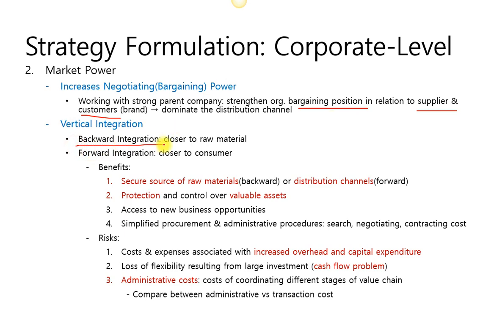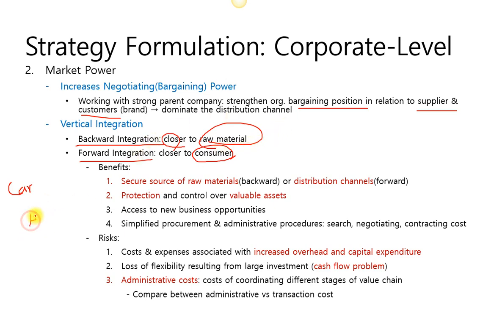Vertical integration, yeah. What was backward integration? When you get closer to what? Raw material. Forward integration, if you get closer to the consumer. Usually corporate companies, when they diversify, they take either backward integration or forward integration. I always give car as example. Engine or all the car parts. That's closer to raw material, right?